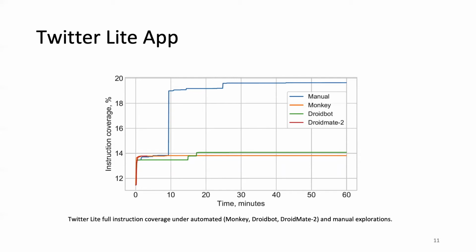But manually we could test more, and this is because automated testing tools could not pass the login page. And when we passed it, of course, we could reach some other functionality. For example, we could take a picture and post tweets with this picture, and we could change some settings and so on. But still, even in manual testing, we can see that we tested less than 20% of the code in the application.